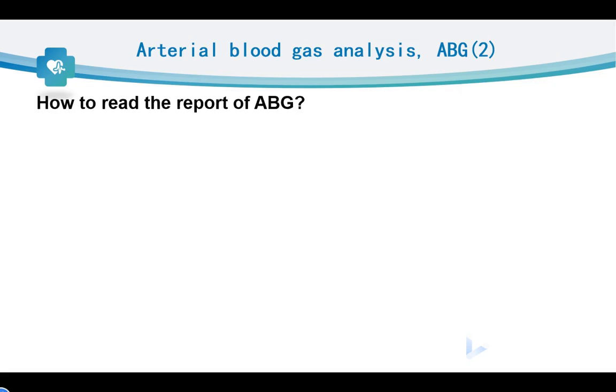How to read the report of ABG? In China, there is a very special method to read the report of ABG. It's called ABG analysis in 6 steps. But it's too complicated. And now I will show you the most important 3 steps in that method of the analysis.